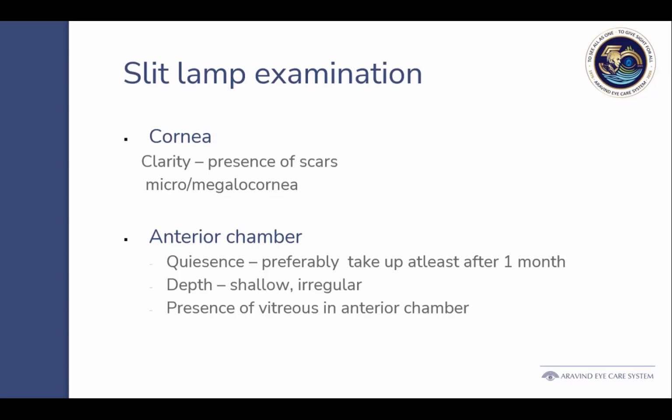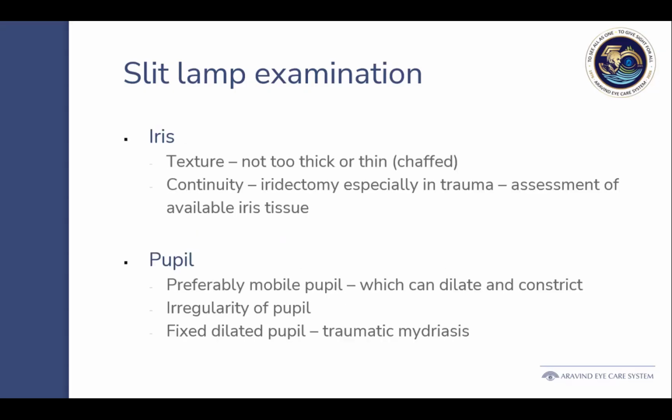In the anterior chamber, quiescence. It is usually preferable to take the patient at least after 1 month, because there can be a flaring up of inflammation, preferably after 3 months when everything has settled down. The depth of the anterior chamber, irregular or shallow, the presence of vitreous in the anterior chamber. The iris, studying the iris is very important. The texture of the iris should neither be too thick nor thin, sharp, or atrophic.